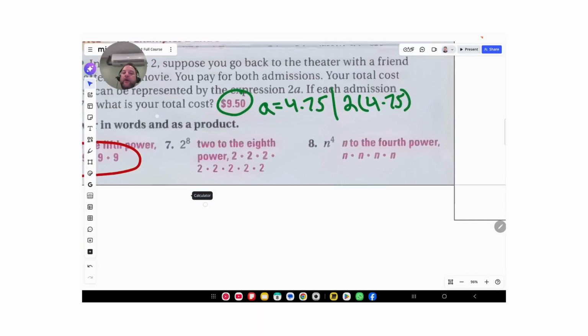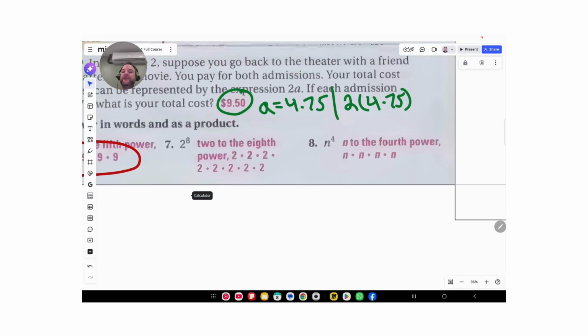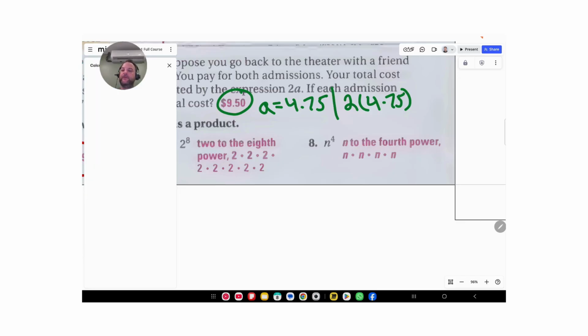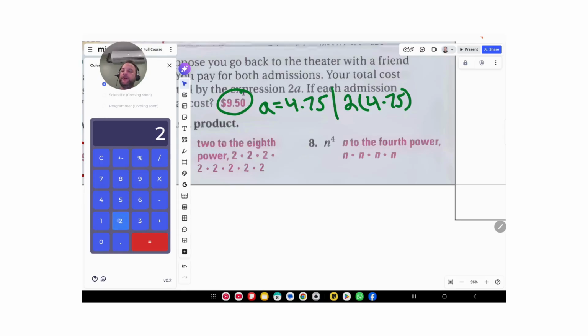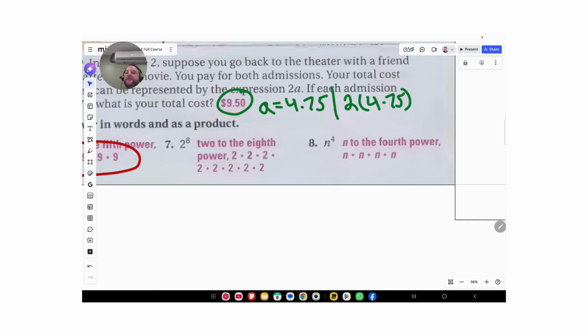What about 2 to the 8th power? That's 2 times itself, 8 times. 2 times 2 times 2. All right. So we can see these numbers can jump up quickly with exponential increase.